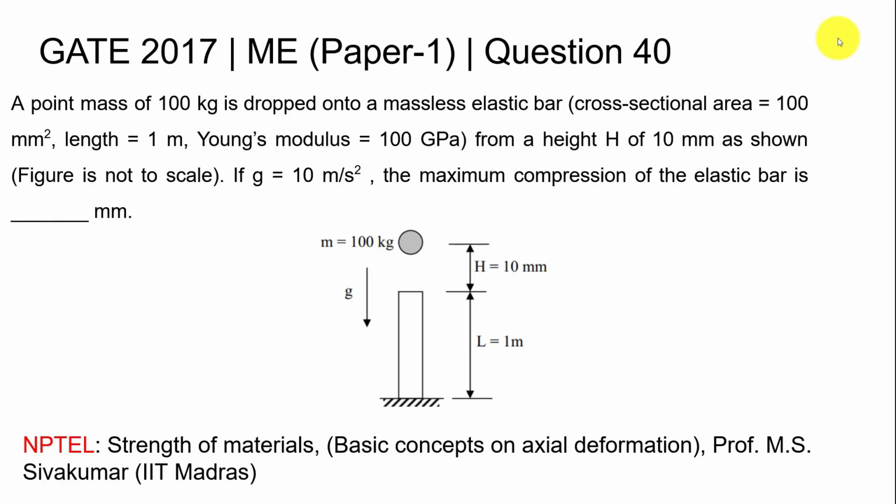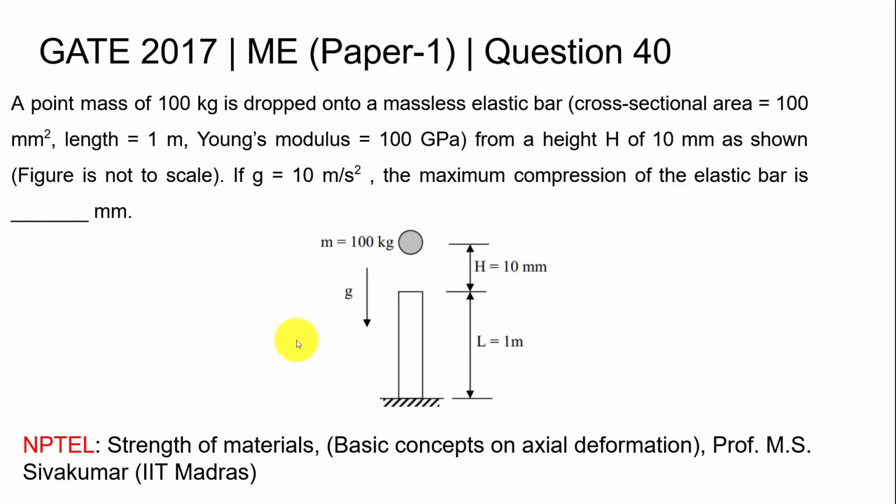Hi all, today we are going to see a question from GATE 2017 Mechanical Paper 1, question number 40. A point mass of 100 kg is dropped on a massless elastic bar. It is dropped from some particular height, and you are supposed to find the maximum compression of the elastic bar due to the impact of this mass.